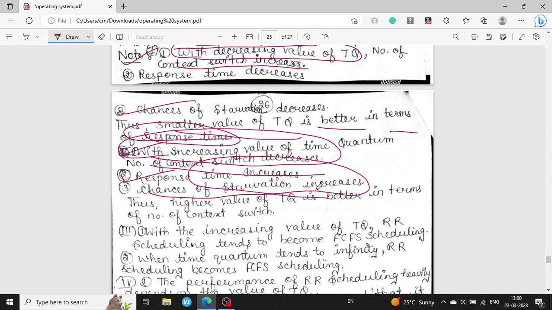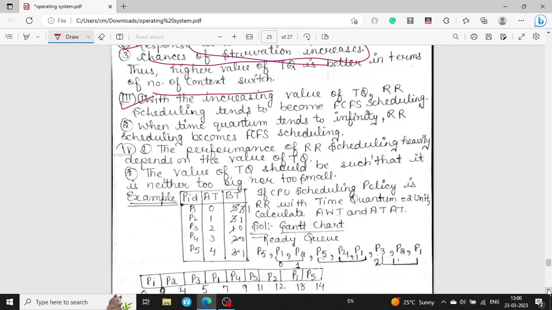On the other hand, when we increase the value of time quantum, the number of context switches decreases, response time also increases, chances of starvation also increase. A higher value of time quantum is better in terms of number of context switches. Now next important point: with the increase in the value of time quantum, round robin scheduling tends to become first come first serve scheduling. It converts into first come first serve scheduling.